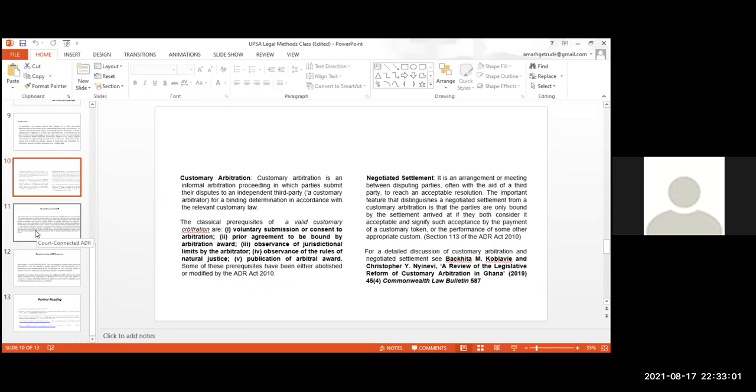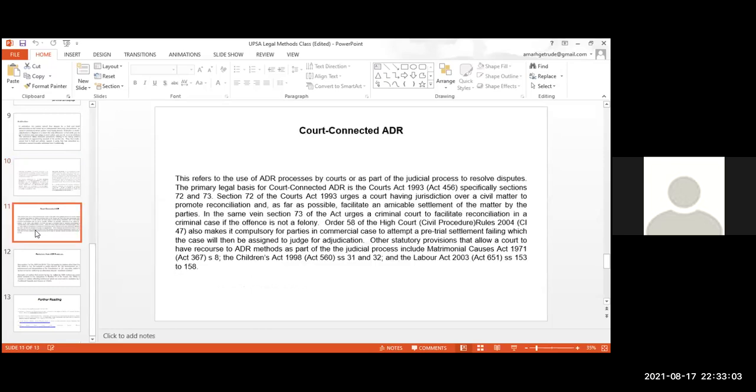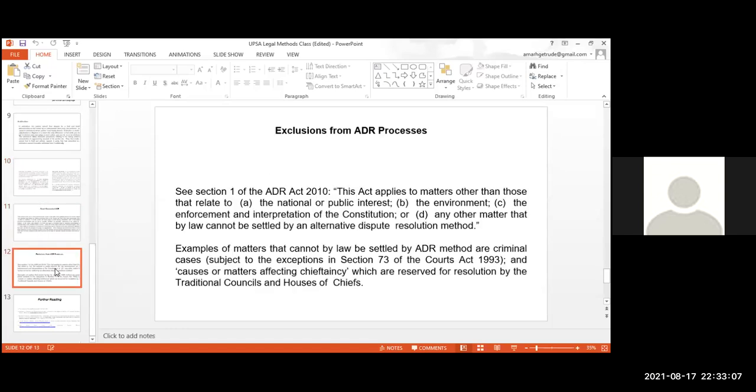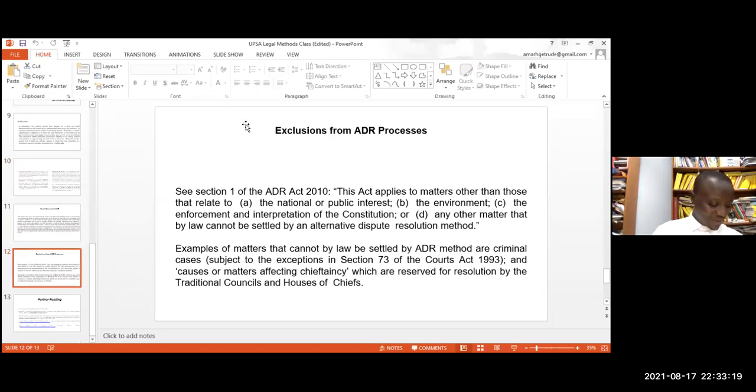Now, remember when I was giving the outline of the discussion, I said that there were certain matters that are excluded from ADR processes. Because of the question that was raised as to whether ADR is applicable in criminal cases, I want to refer the student to Section 73 of the Courts Act, 1993.